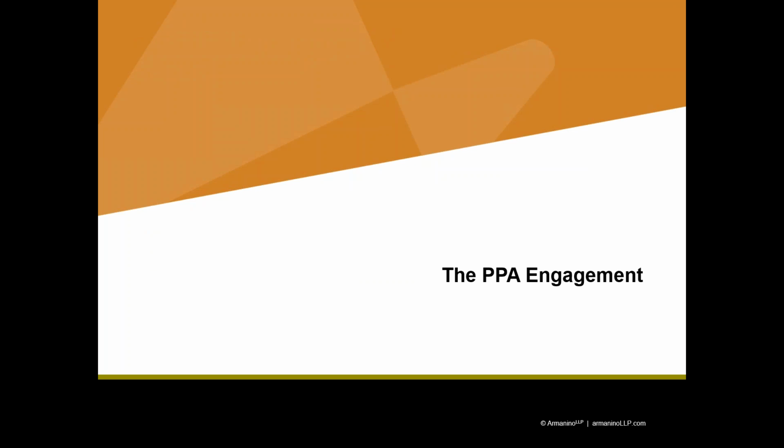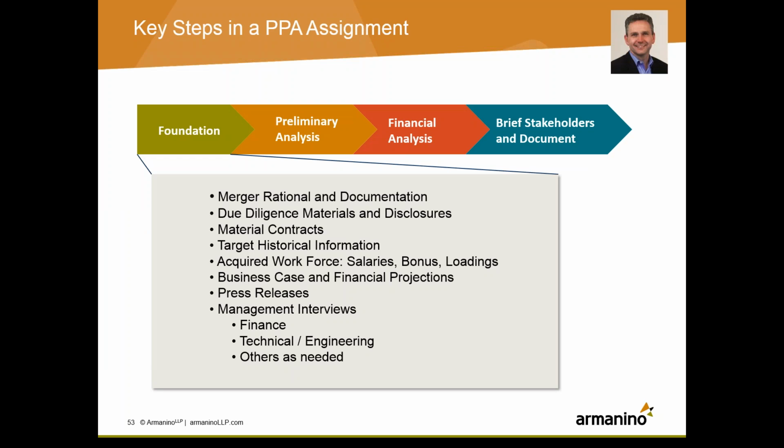Okay, then I think we still have some time to go over an engagement. So what do we actually do in a purchase price allocation, or what should you expect? Roughly it can be divided up into 4 steps: foundation, then a preliminary analysis, then a more detailed financial analysis, where the bulk of the work is done, and then briefing stakeholders and documenting the work. And I think this also comes back to the SEC complaint that it needs to be documented. Any assumptions that are there, there needs to be support for that. And I think that's where a lot of allocations fall short.